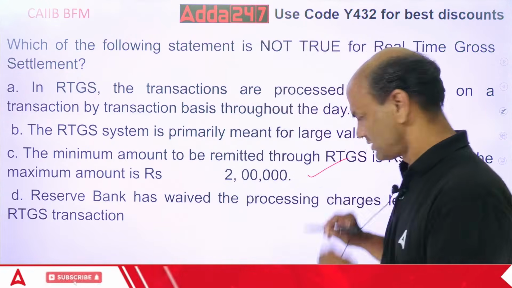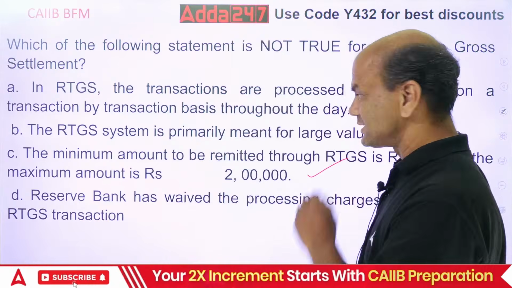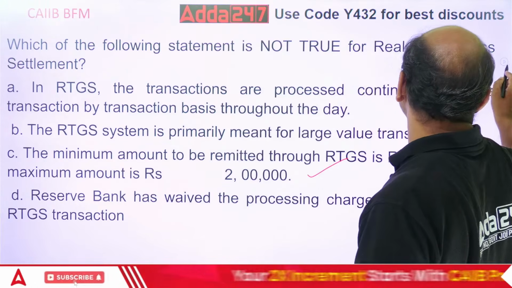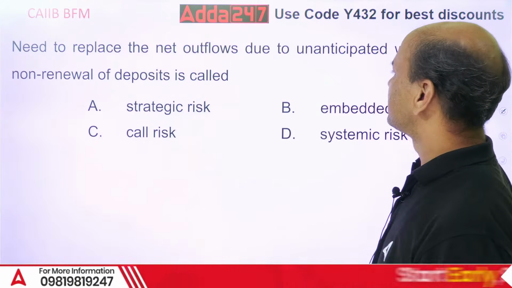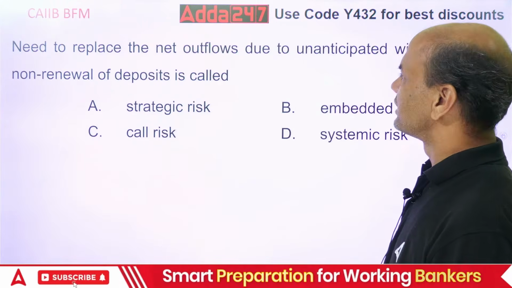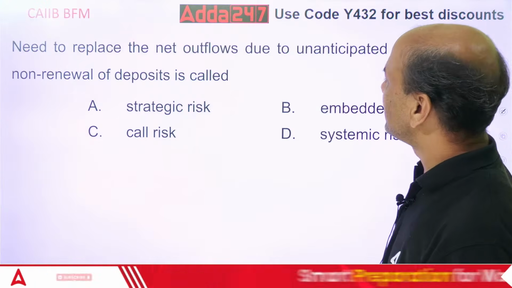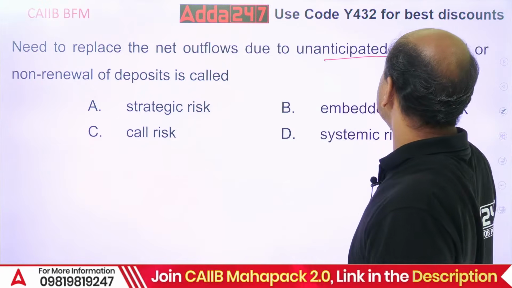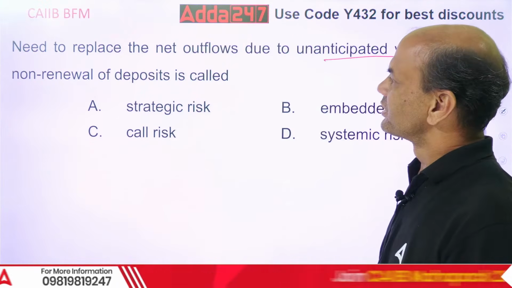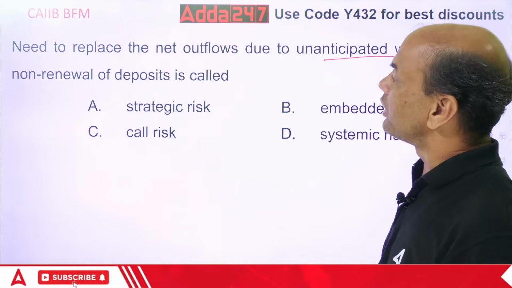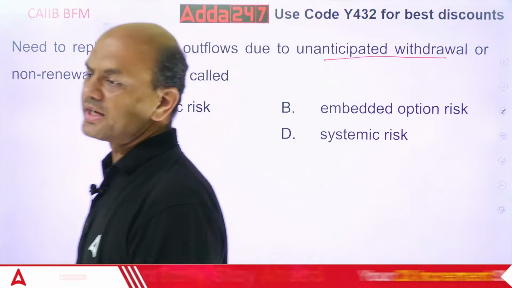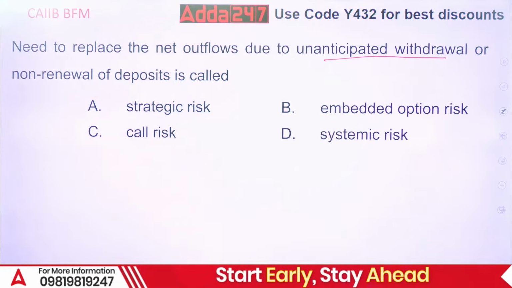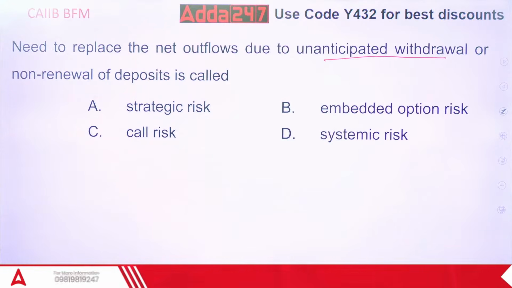Correct, this is not right. Need to replace withdrawal, this we have done. Need to replace: net outflows due to unanticipated withdrawals or non-renewal of deposits is called as unanticipated withdrawals. Unanticipated withdrawals.